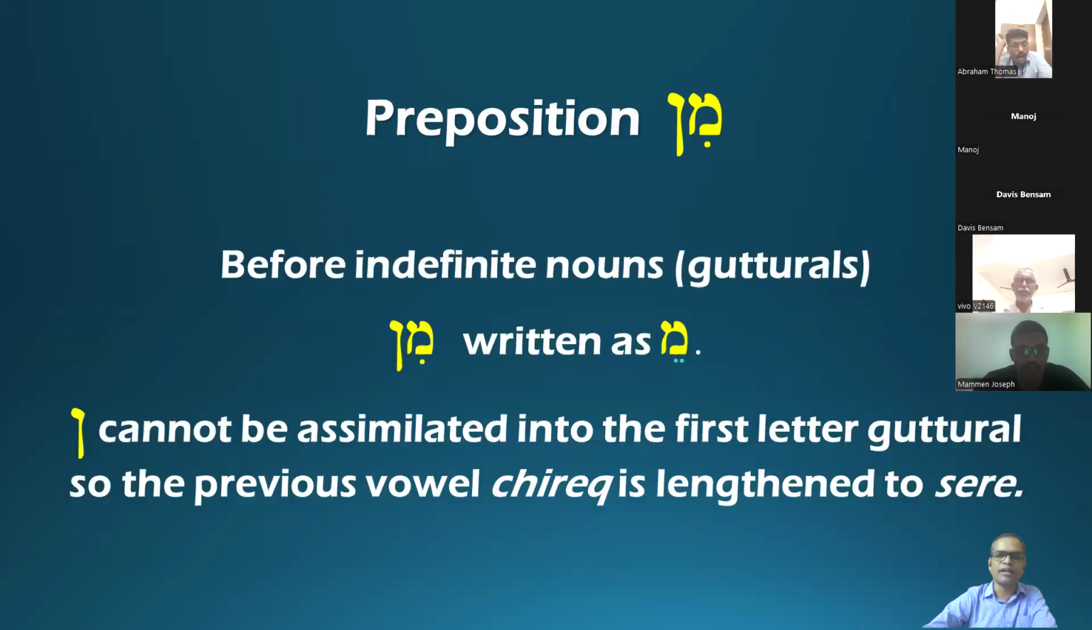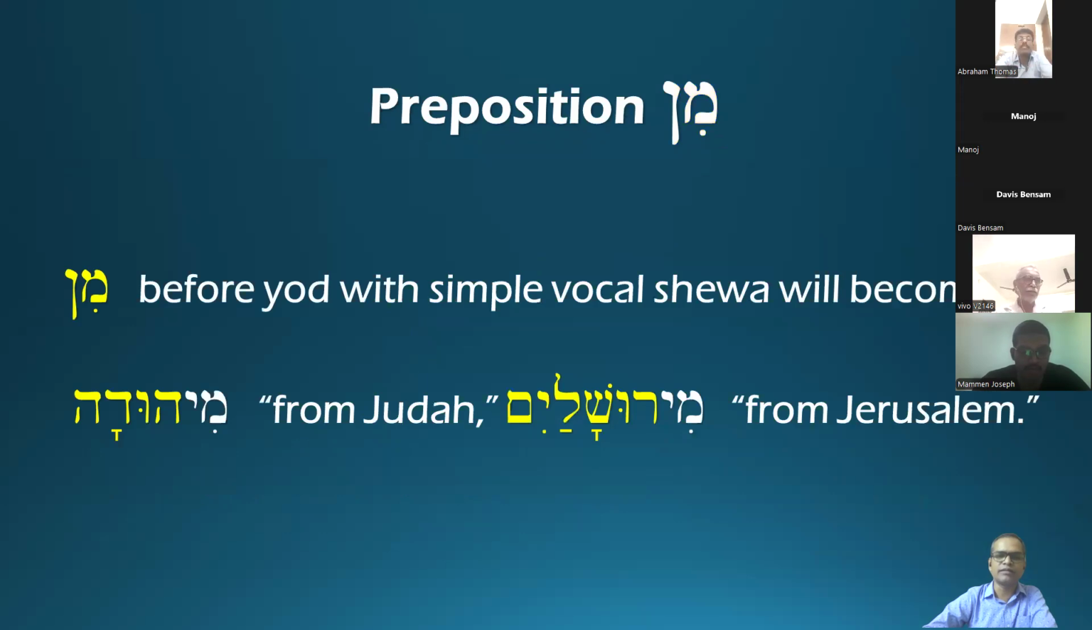Another exceptional case with regard to min. When we learned about the inseparable prepositions, we saw that words like Yerushalayim and Yehuda, with yod beginning with a simple vocal shva, become Birushalayim and Bihuda when the inseparable preposition bet is prefixed. The same thing will happen for Yerushalayim and Yehuda when min is placed before them.